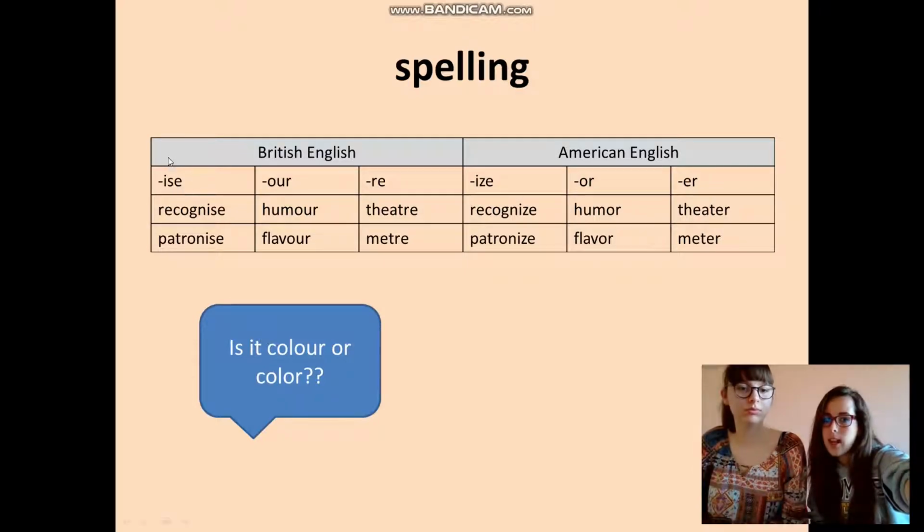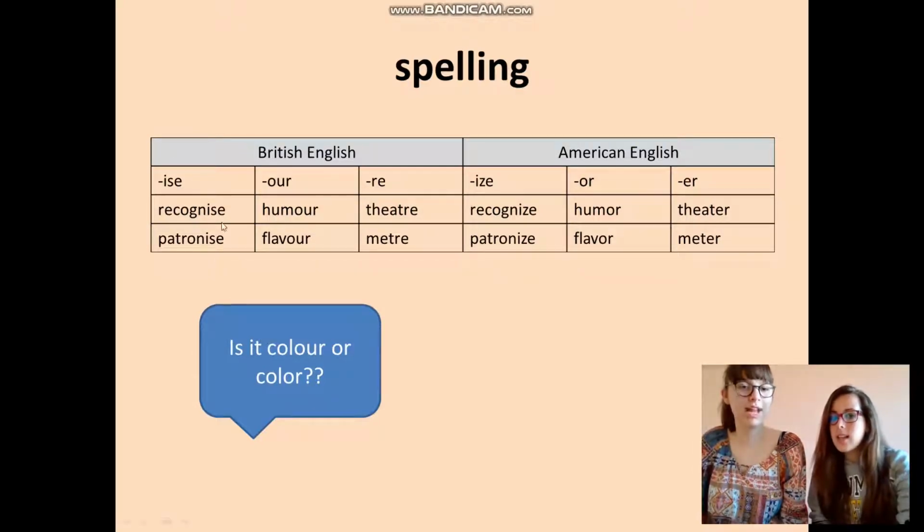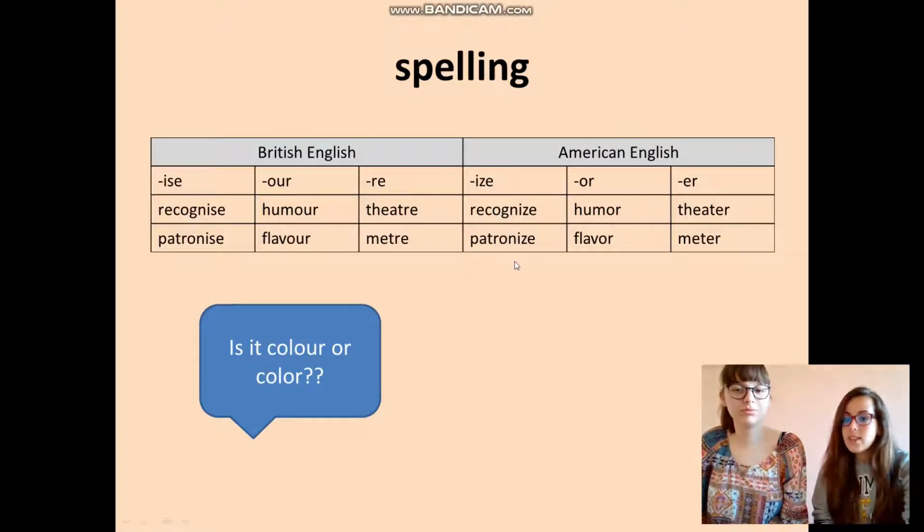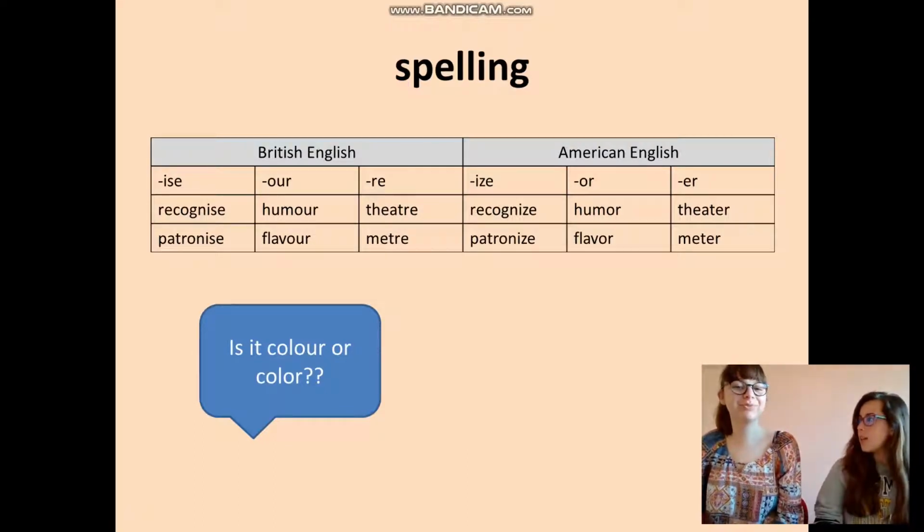Like, for example, with the z and s: recognize in British English, with the s, yes, with the s, and then with the z in American English. And this difference, sometimes I mix it. I don't know about you, sometimes I put recognize with z when I'm writing for high school, for the university, sorry. Well, in high school too, I did it. And sometimes with s. I don't know if it happens to you.